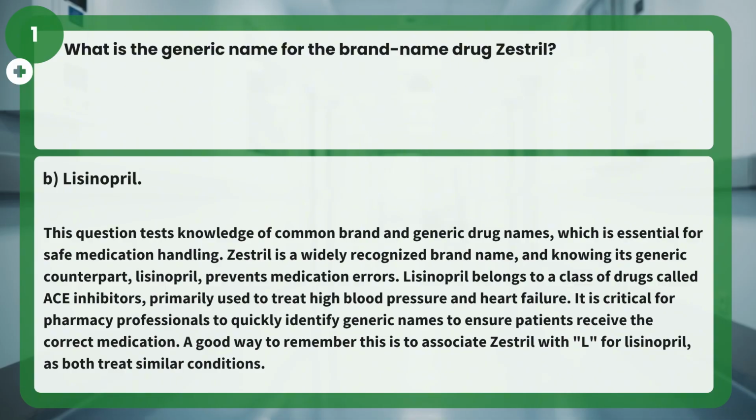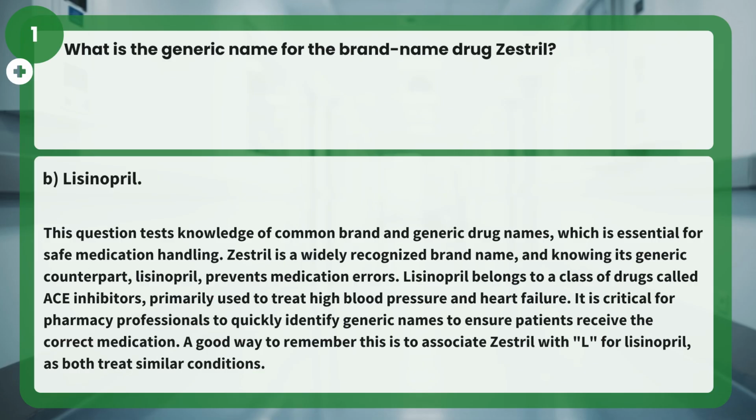Answer B. Lisinopril. This question tests knowledge of common brand and generic drug names, which is essential for safe medication handling. Zestril is a widely recognized brand name, and knowing its generic counterpart, lisinopril, prevents medication errors. Lisinopril belongs to a class of drugs called ACE inhibitors, primarily used to treat high blood pressure and heart failure.